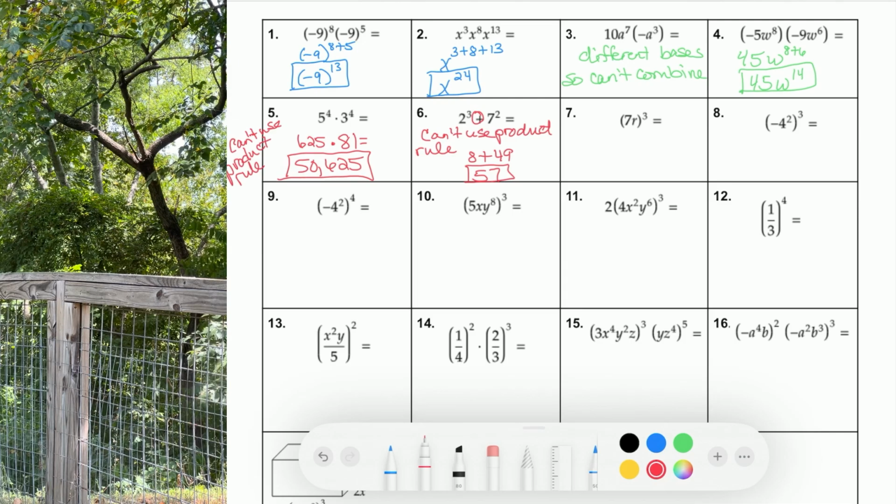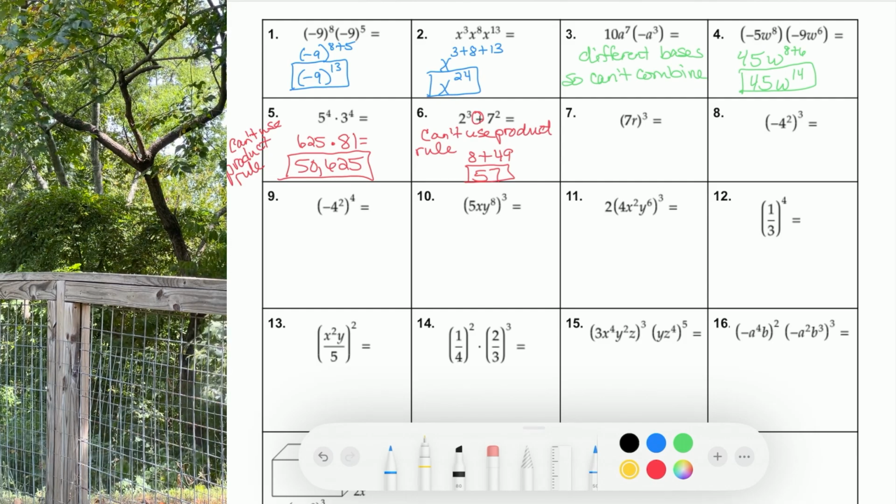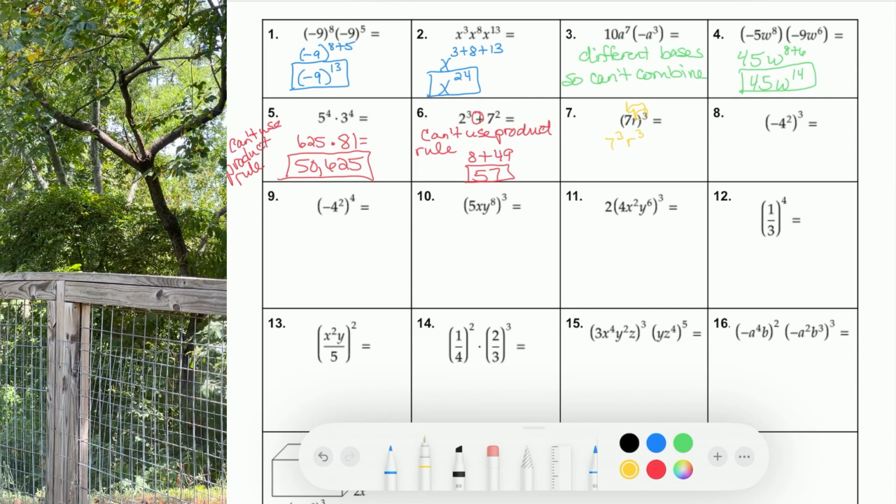Number 7, we have 7r in the parentheses to the power of 3. So remember, with this kind of problem, we have to distribute that 3 to everything in that parentheses. So I have a 7 to the power of 3, and I have an r to the power of 3. Well, 7 to the power of 3 is 343, and then the r to the power of 3 stays the same.